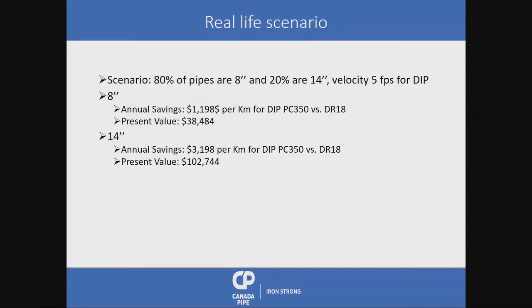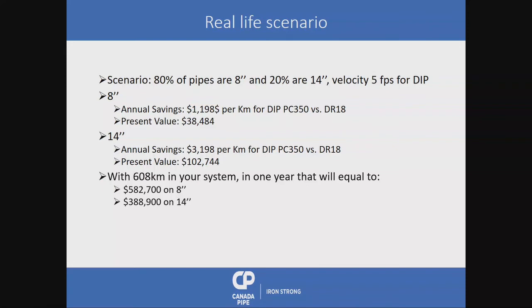Well, this is their scenario. They have mostly 8 and 14-inch pipe. Their 8-inch pipe, present value, $38,000, about $1,000 per kilometer. 14-inch is $102,000. And when we add 608 kilometers of water main in their system, that will equate to about $582,000 on 8-inch and about $388,900 on 14-inch.